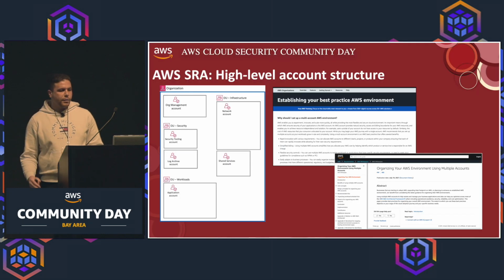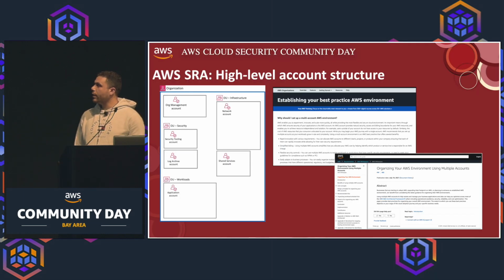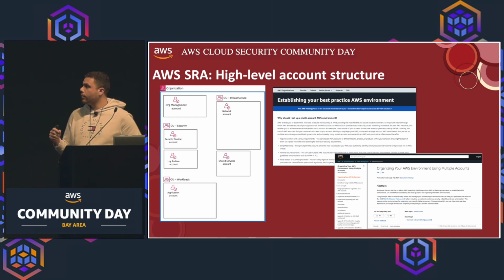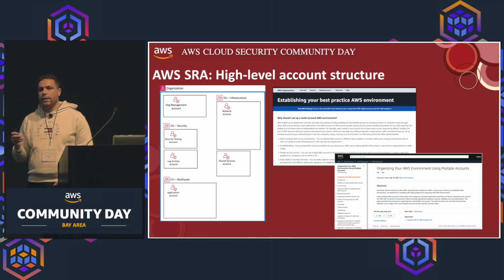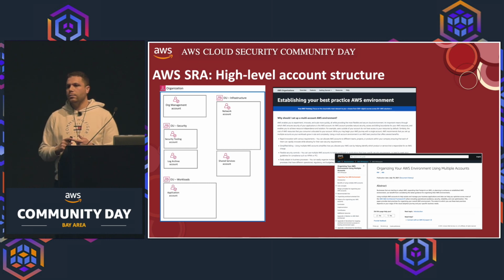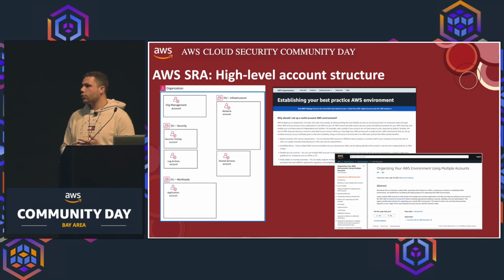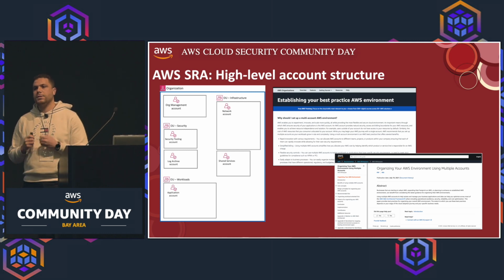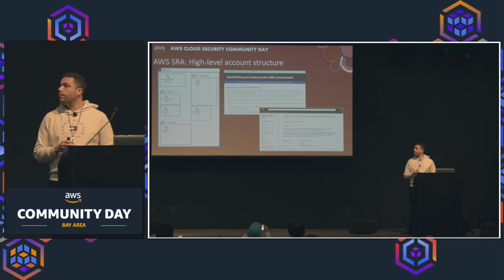So with that, let's have a high-level overview of the AWS SRA. As you see here, we have a broad range of accounts and OUs. On the top of the diagram, you can see the AWS Organization, which is going to be pretty much your own organization. Within this organization, AWS SRA creates 3 OUs: the security OU, the workloads OU, and the infrastructure OU. Within these OUs, there are specific accounts that do specific tasks, which I'm going to cover later on.